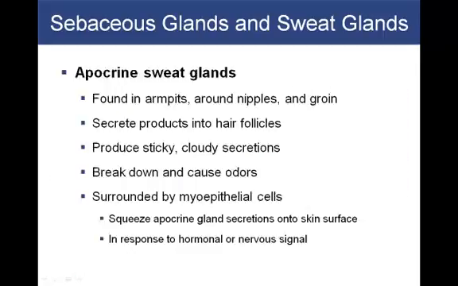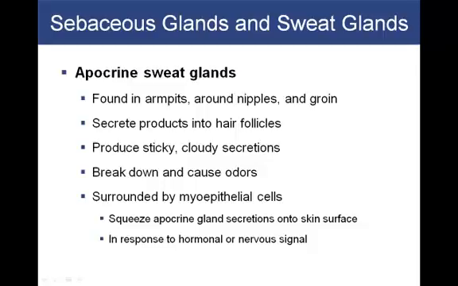The apocrine sweat glands, these glands are found in the armpits, around the nipples, and in the groin region. And they secrete their products into hair follicles. When this product is broken down by bacteria, it actually can create an odor. It's actually the bacterial byproducts that create the odor, and we can attribute apocrine sweat to body odor, or BO.